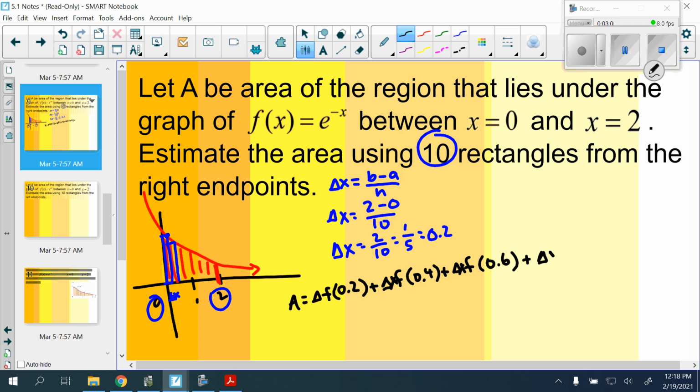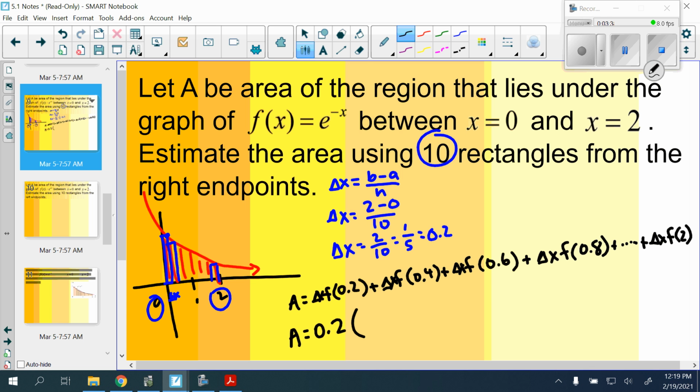And we're going to keep doing that all the way till we hit the last one. And the last rectangle, if we're using right endpoint, should be right at 2. So the last one would be our change in x times f at 2. So those would be the 10 rectangles we're putting together. So now what are those? Well, I forgot the x on this one too. Our change in x is 0.2 each time, so let's factor that out.